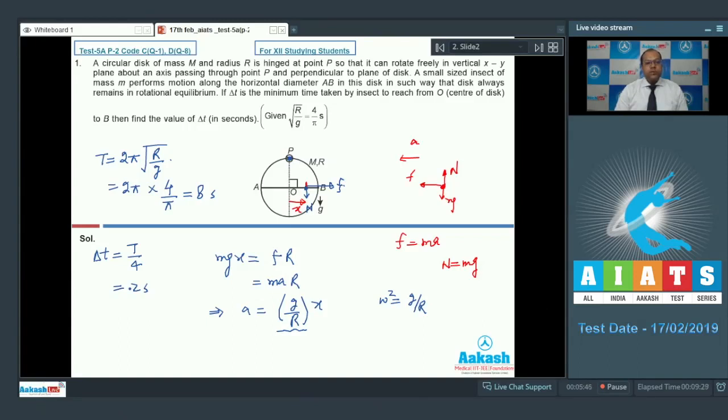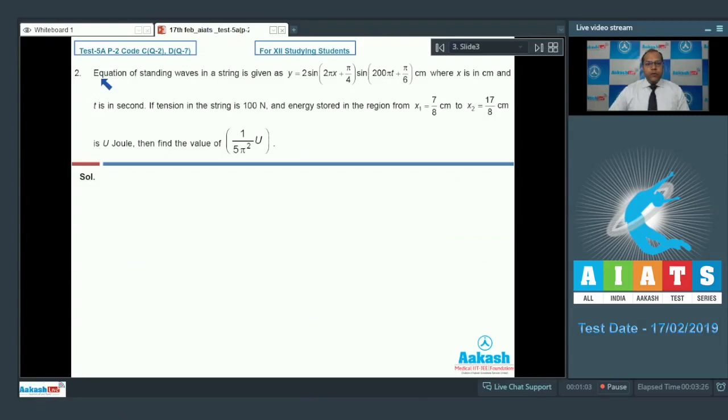Let's move to question number 2. In question number 2, the equation of standing waves in a string is given by y is equal to 2 sin(2 pi x plus pi by 4) sin(2 pi t plus pi by 6) centimeter, where x is in centimeter and t is in second. If tension in the string is 100 Newton and the energy stored in the region from x1 equal to 7 by 8 centimeter to x2 equal to 17 by 8 centimeter is U joule, then find the value of U divided by 5 pi square.